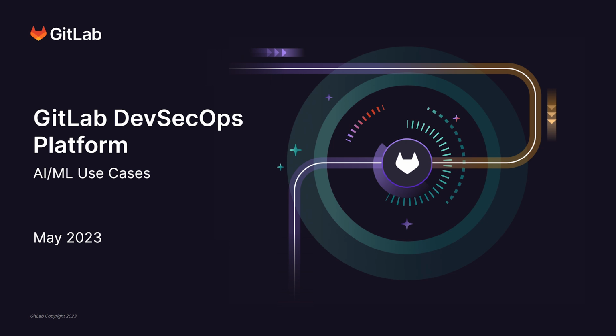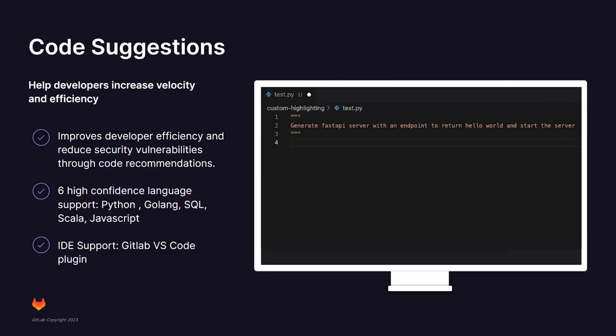Today, I'm going to showcase some AI-assisted technologies we're integrating into GitLab to support developers during the software development lifecycle. Let's start with writing code.